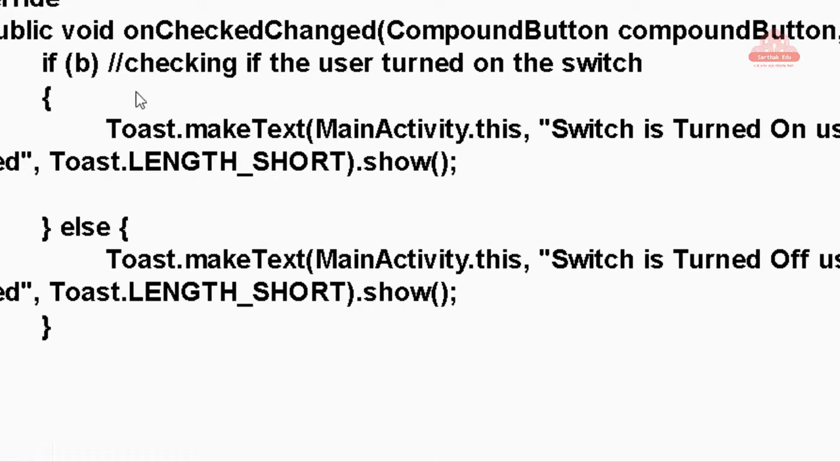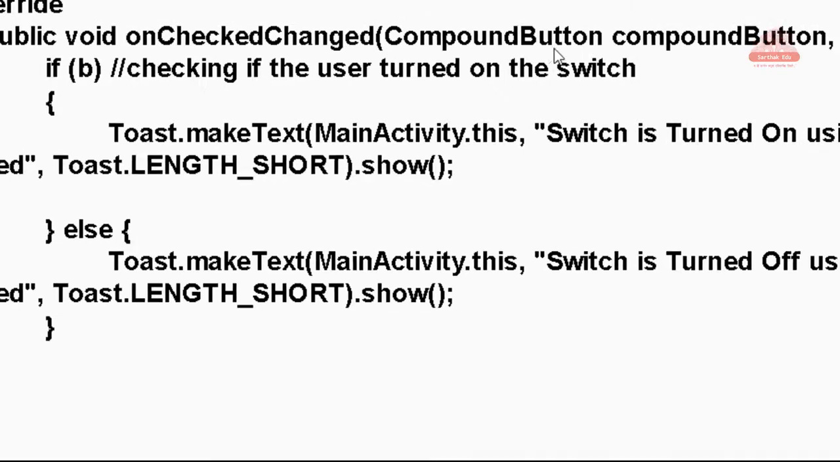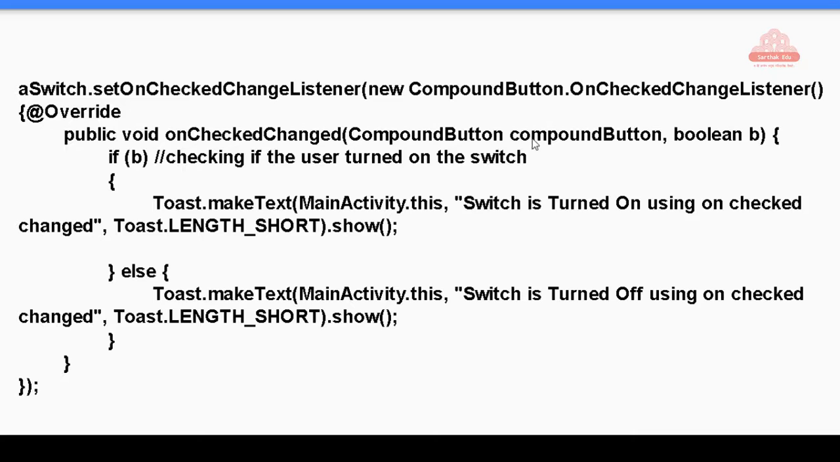Now you may see here, the on check change method contains two parameters. The first parameter is called compound button, and the second parameter is a boolean. The boolean b will hold two values. It may be true or it may be false. Here I am going to check if b, that means if it is true, then we can display some toast message or we can take some actions as you wish as per the requirement of the particular application. Else you can control the off condition also.